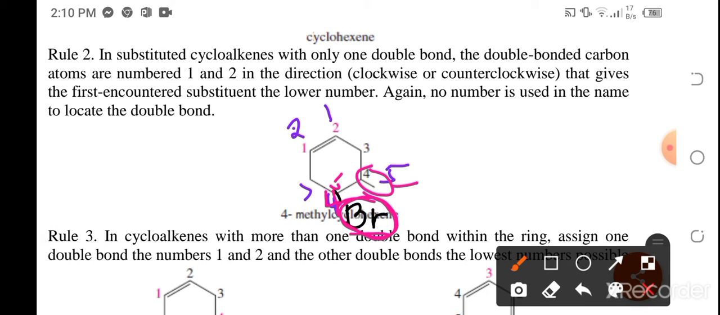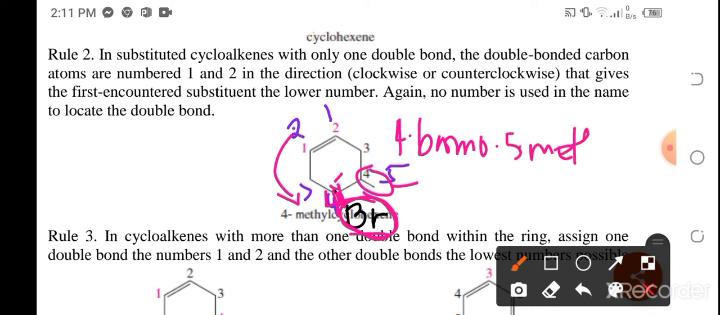So for this case, kapag may bromine dito sa carbon number 5, it will be numbered counterclockwise such that it will be 4-bromo, 5-methyl. So we have dashes there. And then of course, the cyclo. Wala lang space dyan, so isusulat ko na lang dito. The cyclohexene.